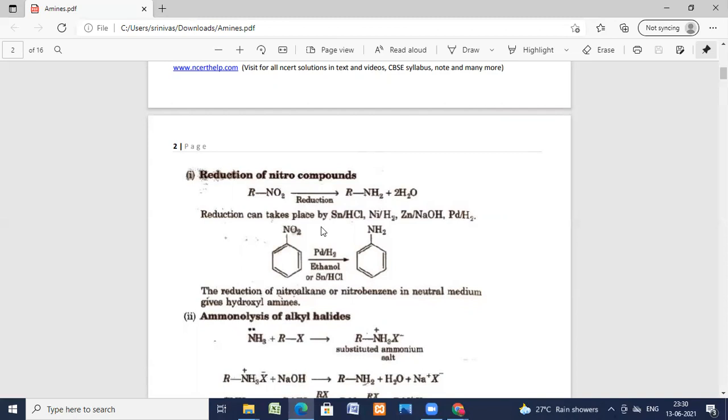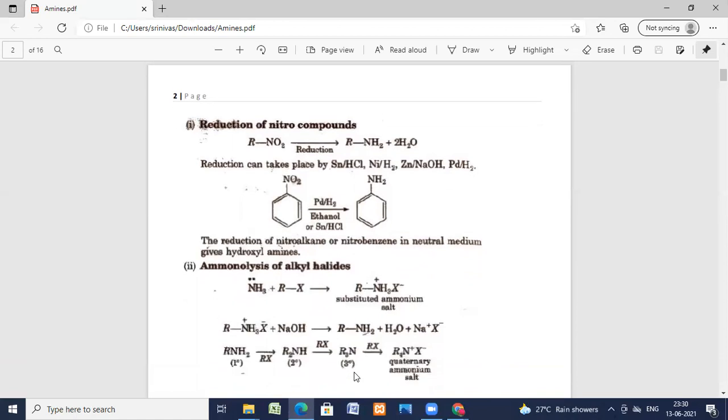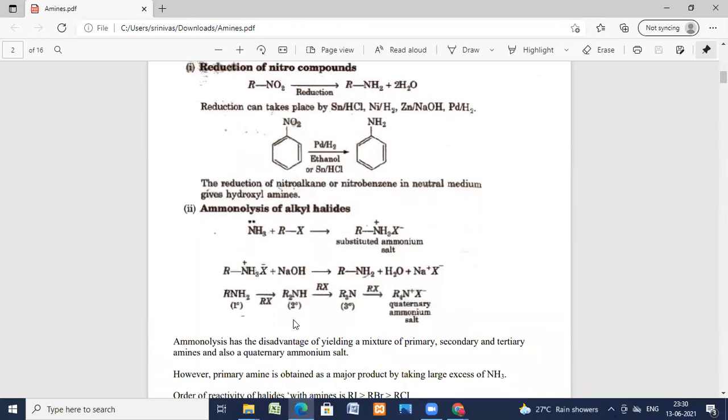Similarly, ammonolysis of alkyl halides. NH3 on reaction with RX gives a substituted ammonium salt. So whether it is a primary amine, secondary amine, tertiary amine, or quaternary ammonium salt, they can be formed using alkyl halides. This ammonolysis of alkyl halides is called the Hoffman method.